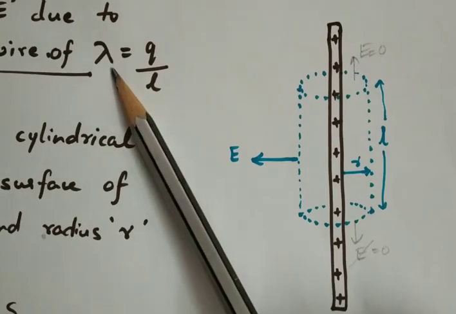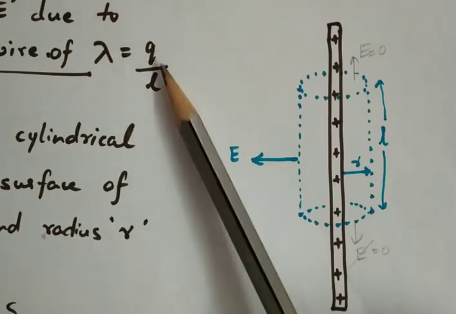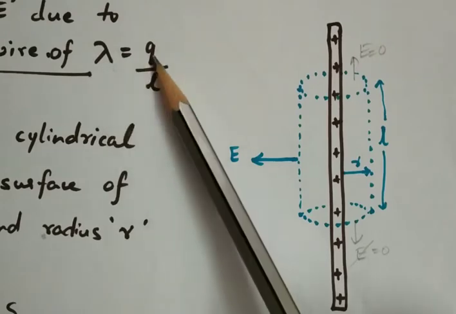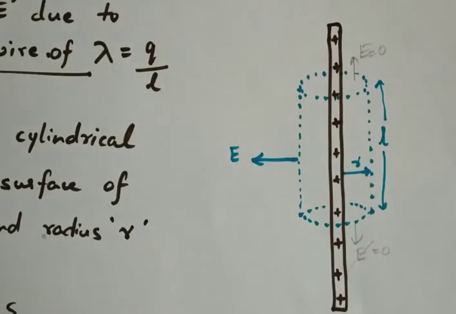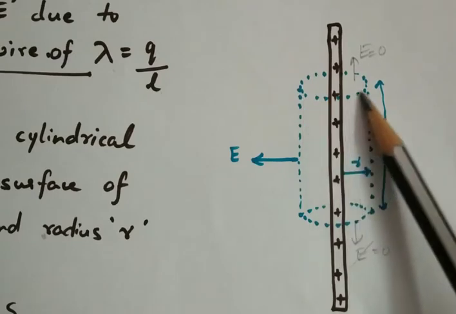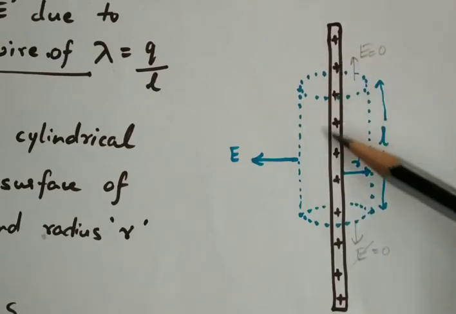Do you remember linear charge density? Charge per unit length. So lambda equals q by L. So we are considering an imaginary cylindrical Gaussian surface around the charged wire.